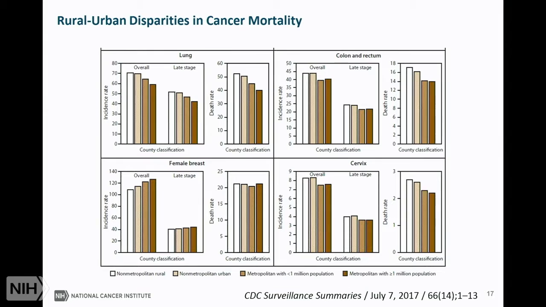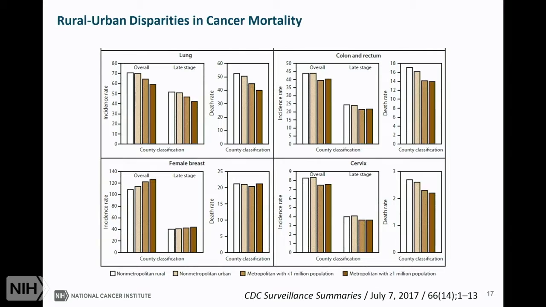But you see a different thing for breast cancer. What you actually start to see is a higher incidence of breast cancer in the more urban areas. And I put up this graph to make the point that I don't want to leave you with the impression that every cancer has a higher incidence of mortality in a rural area compared to an urban area. That's not the case. In general, yes, we see that there is a disparity in cancer in rural areas, but it is complex.